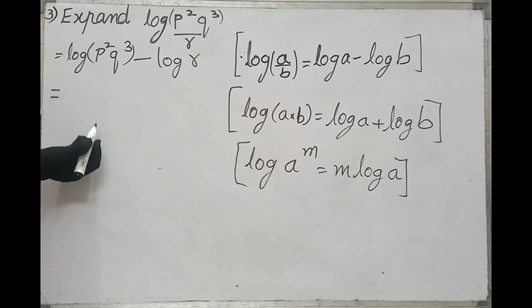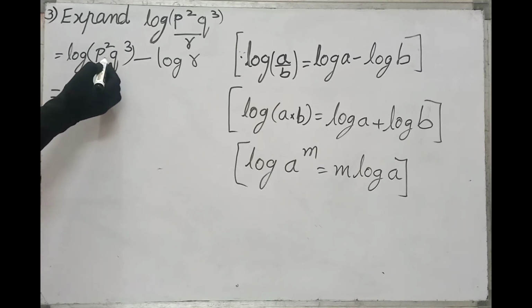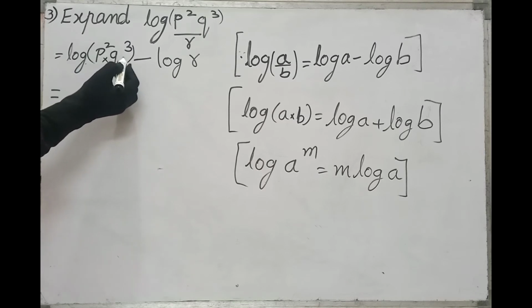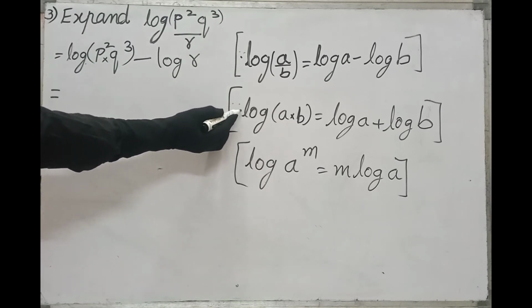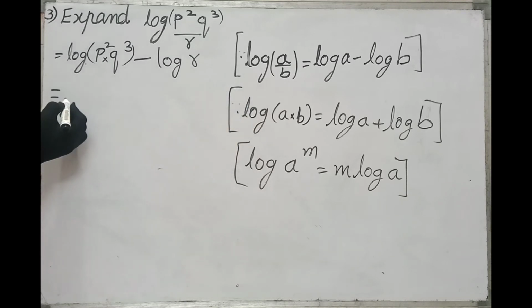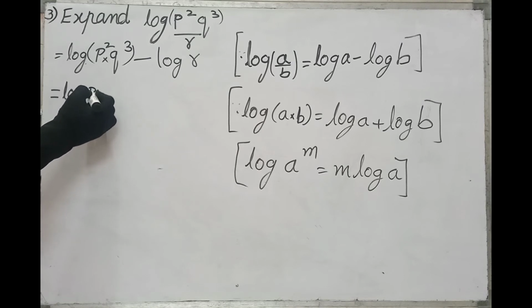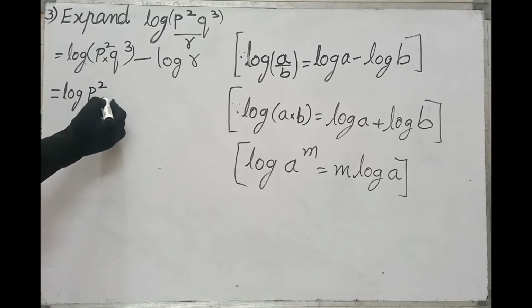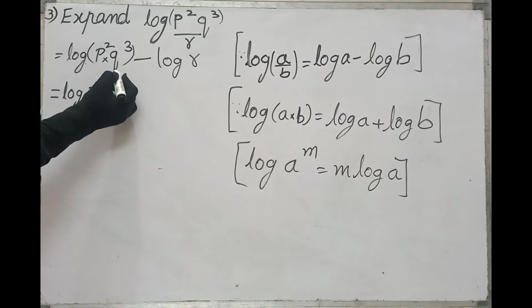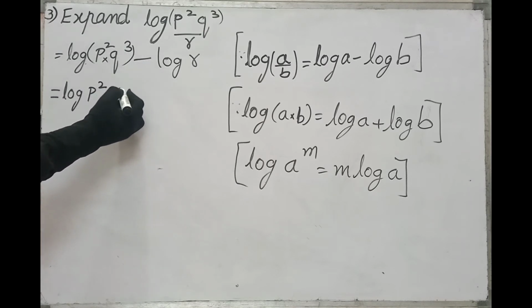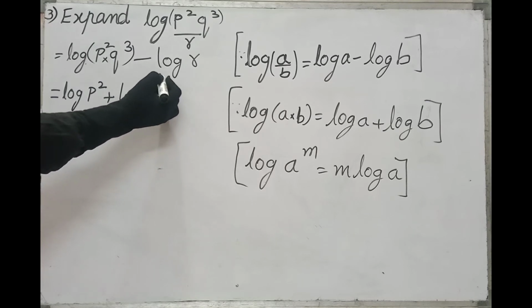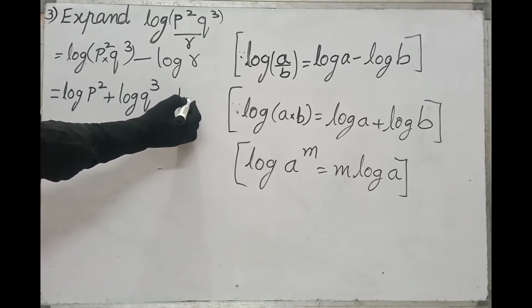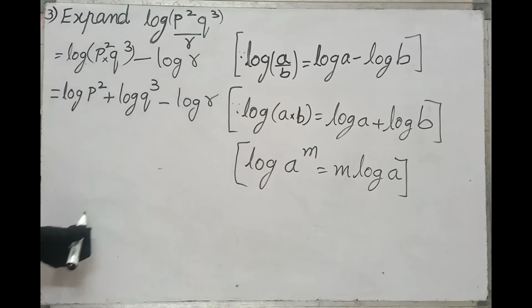So now again what happens? This is becoming in the form of log a into b. So here what formula will we use? We'll use this formula: log a into b equal to log a plus log b. So log, in place of a we have p square, so p square plus, in place of b we are having q cube. So we'll write that here, log q cube. The remaining thing will be as it is, minus log r.